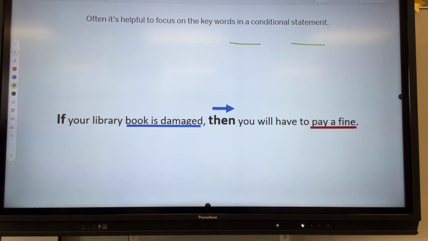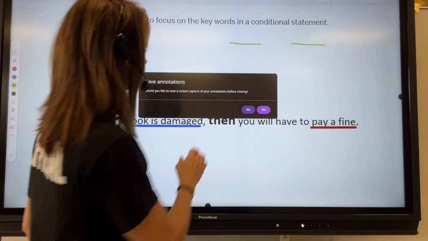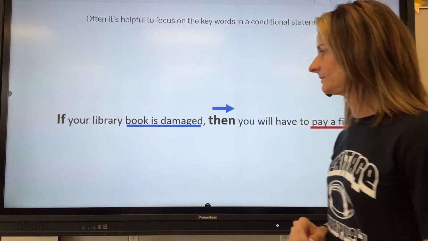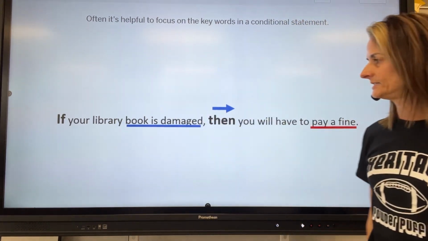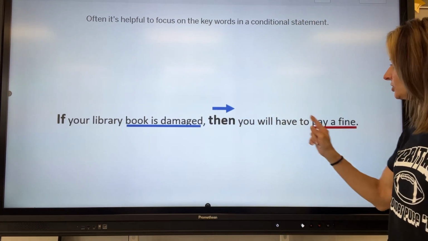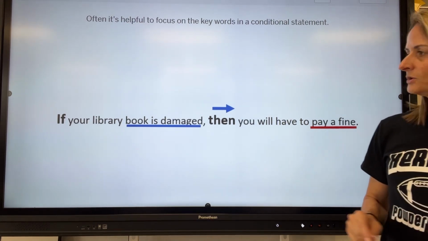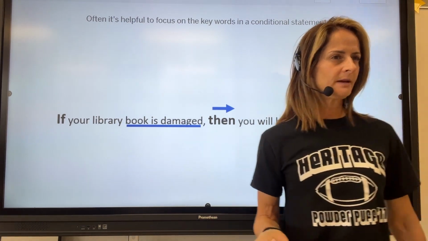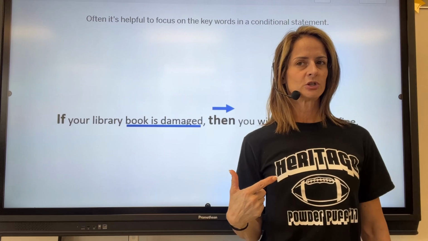Often it's helpful to focus on the key words in a conditional statement. So if your library book is damaged, then you will have to pay a fine. Is that a true statement? If your library book is damaged, do you have to pay a fine?